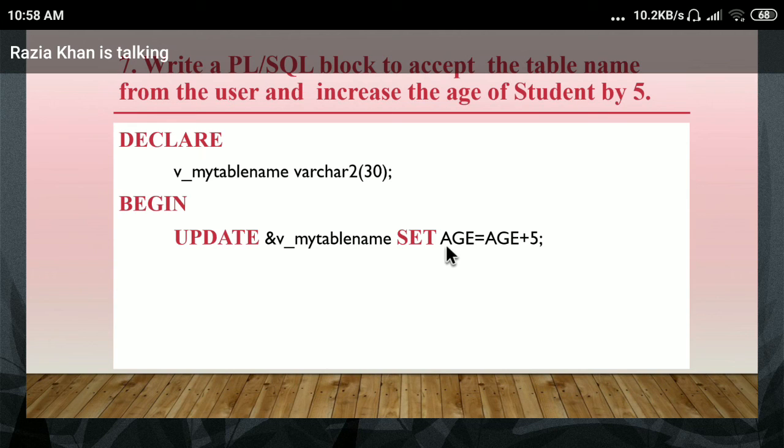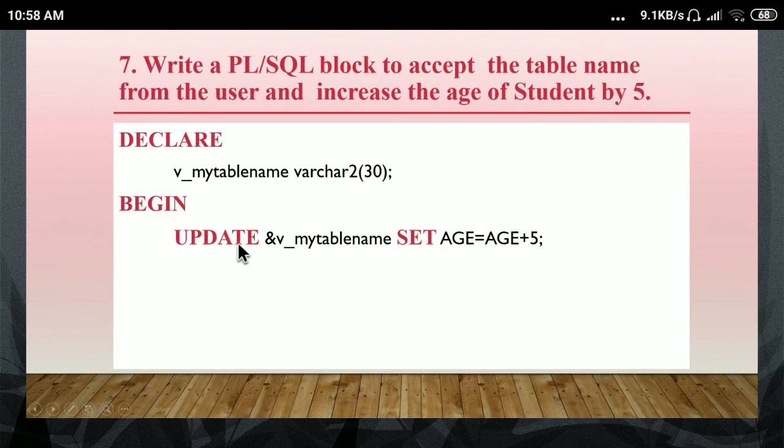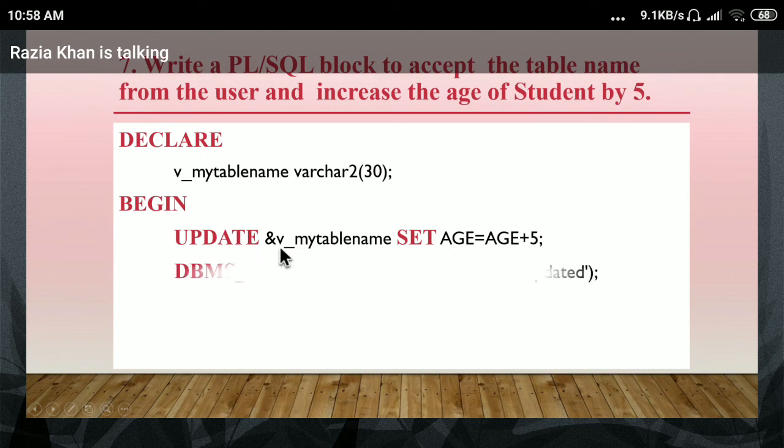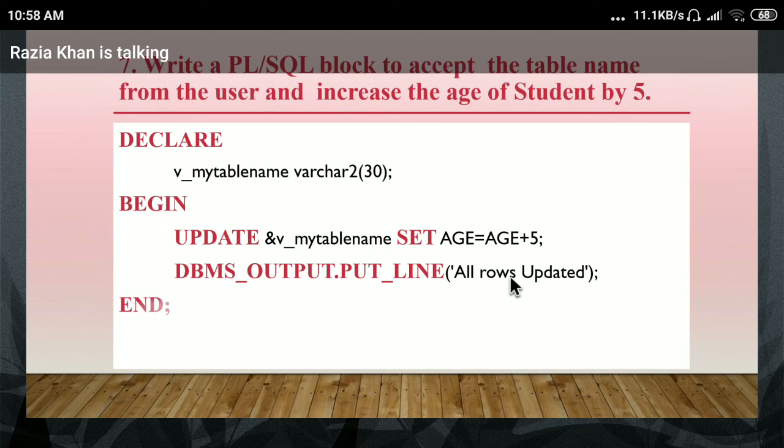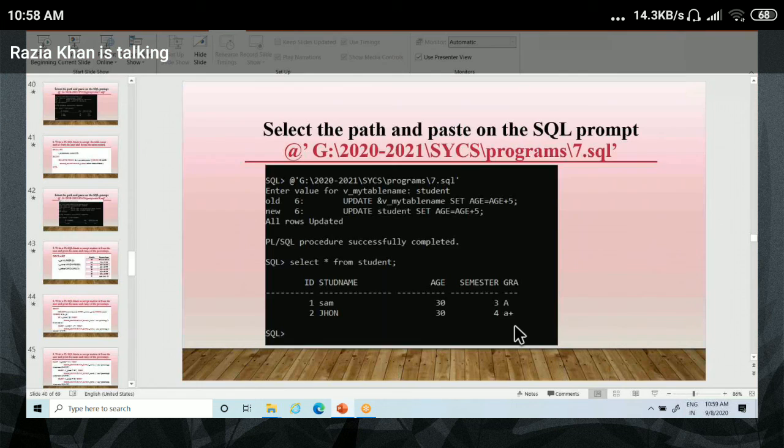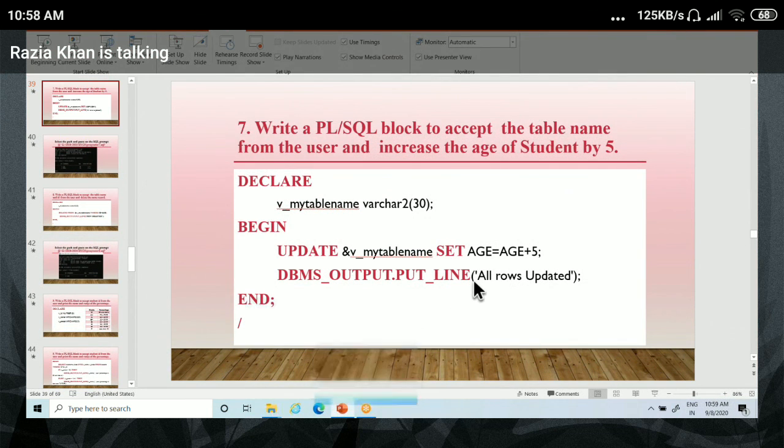Yes or no? Okay. So then just check and print some message after updating. Print this message: all rows updated. Yes, all rows updated. And just close this. Clear, everyone? Okay. So just check the execution part again.